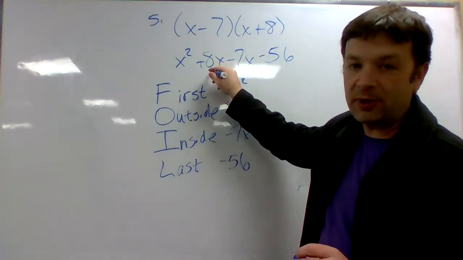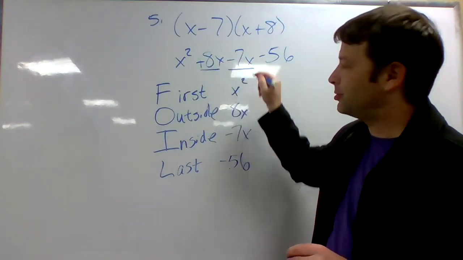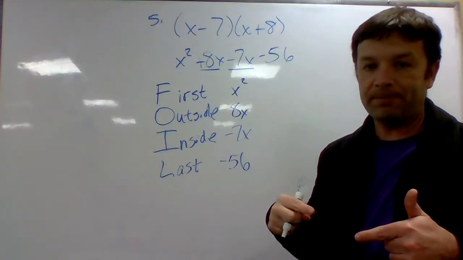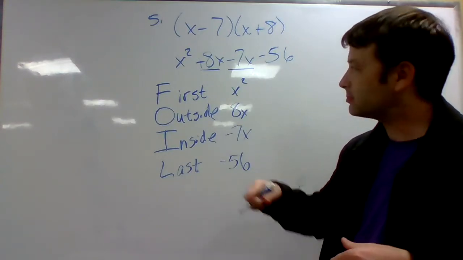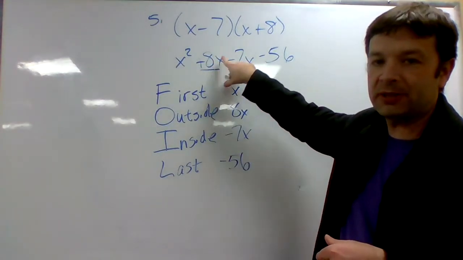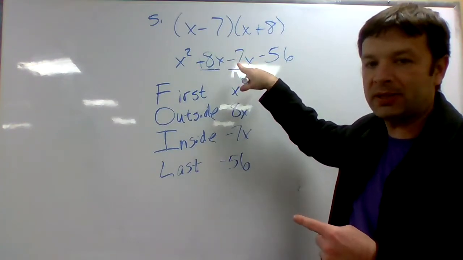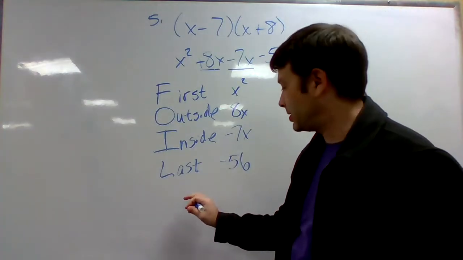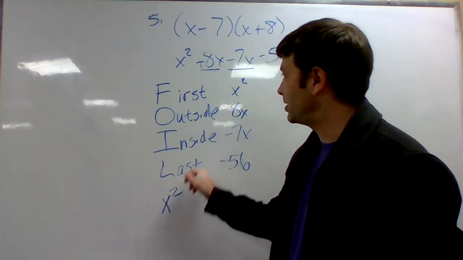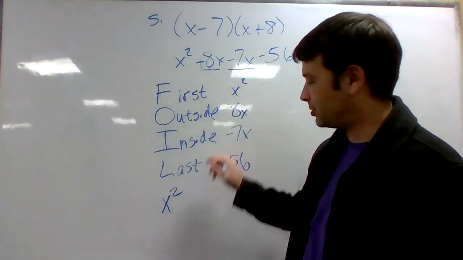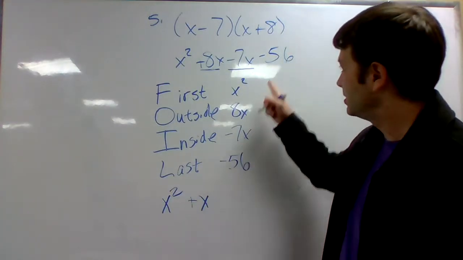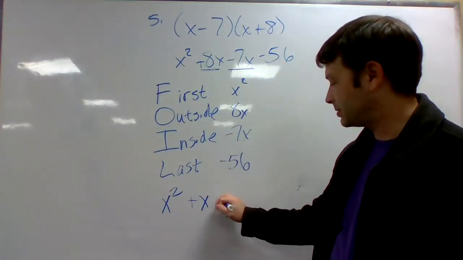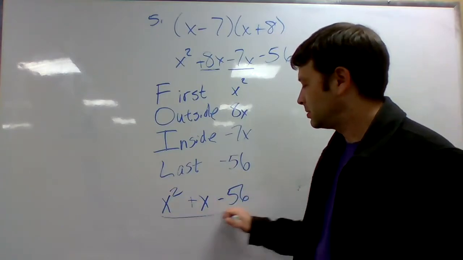Just like last time though, remember those middle 2 should probably go together, okay, because they're like terms. So I have plus 8x minus 7x. 8 minus 7 is 1. So I have a 1x in the middle. So I'll write it down here since I'm out of room. So it's x squared plus 1x, or you could just say plus x, and then minus 56. That would be the answer.